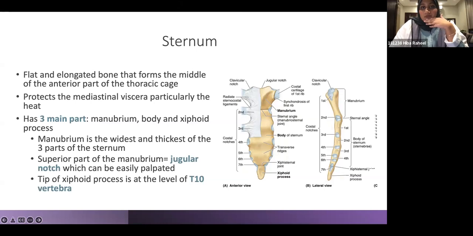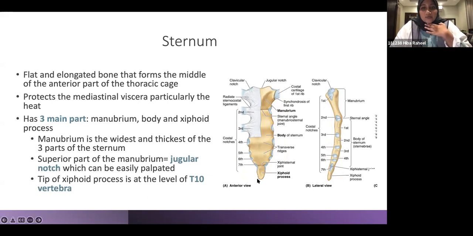Okay. All right, so if you see this tip, do you see this here at the very bottom? This is called the xiphoid process. It's just an extension. Think of it like a tail of the sternum itself. So the sternum ends at the 10th vertebra. If you draw a straight line from this tip all the way to the back, it's going to align with T10, the 10th thoracic vertebra.